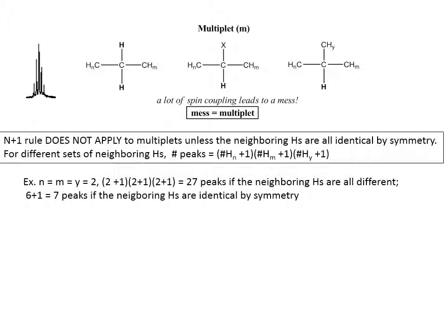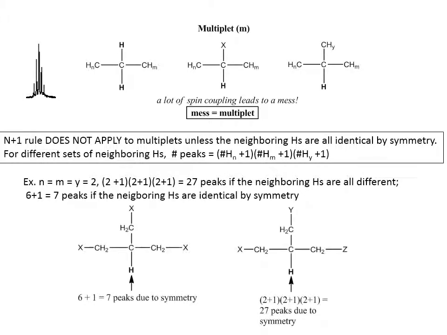And again, you couldn't count those peaks. They would be too close together. They would be all mushed together. If, however, all of those protons, all of those CH2 groups were identical by symmetry, then we'd simply add them all up. We'd get 6. Add 1, we'd have 7 peaks.